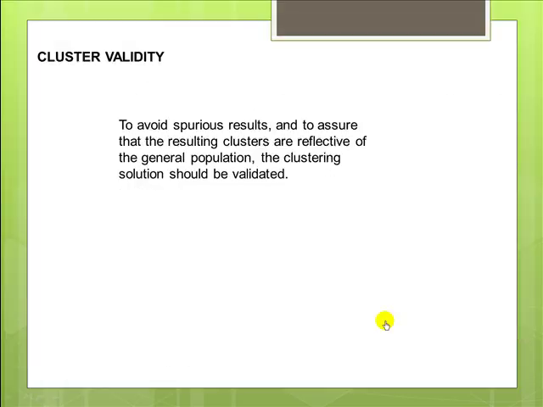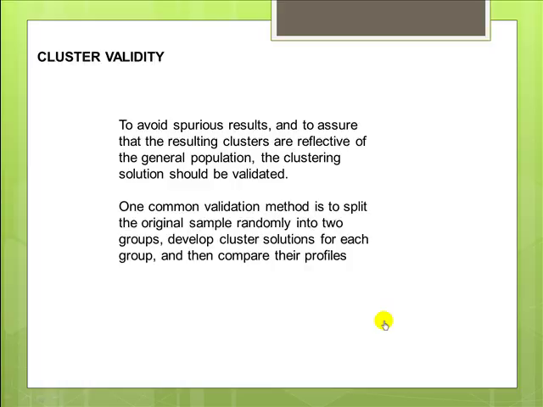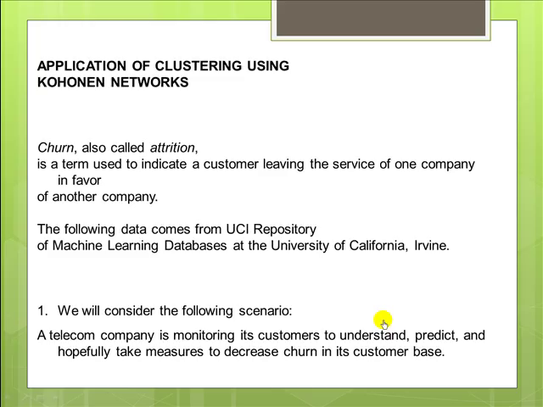Okay, cluster validity, another concept. To avoid spurious results and assure that the resulting clusters are reflective of the general population, the clustering solution should be validated. One common validation method is to split the original sample randomly into 2 groups, develop cluster solutions for each group, and then compare their profiles. So hopefully the profile should be somewhat similar because you did it randomly. You randomly divided the group into 2 groups. So the clustering should be somewhat similar.